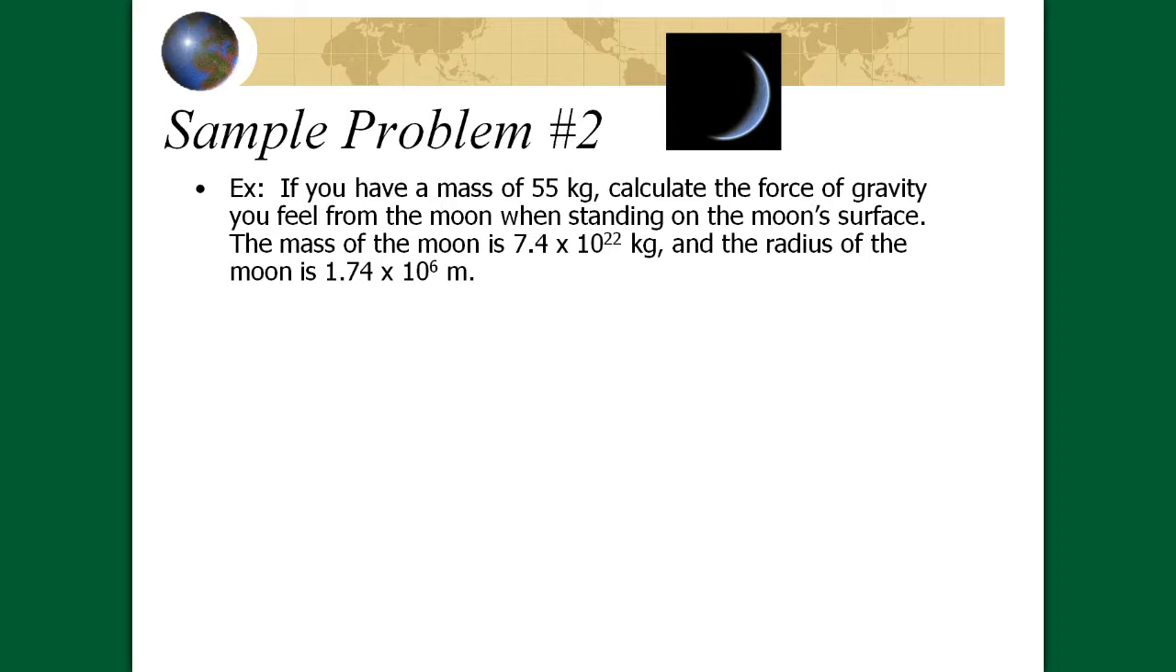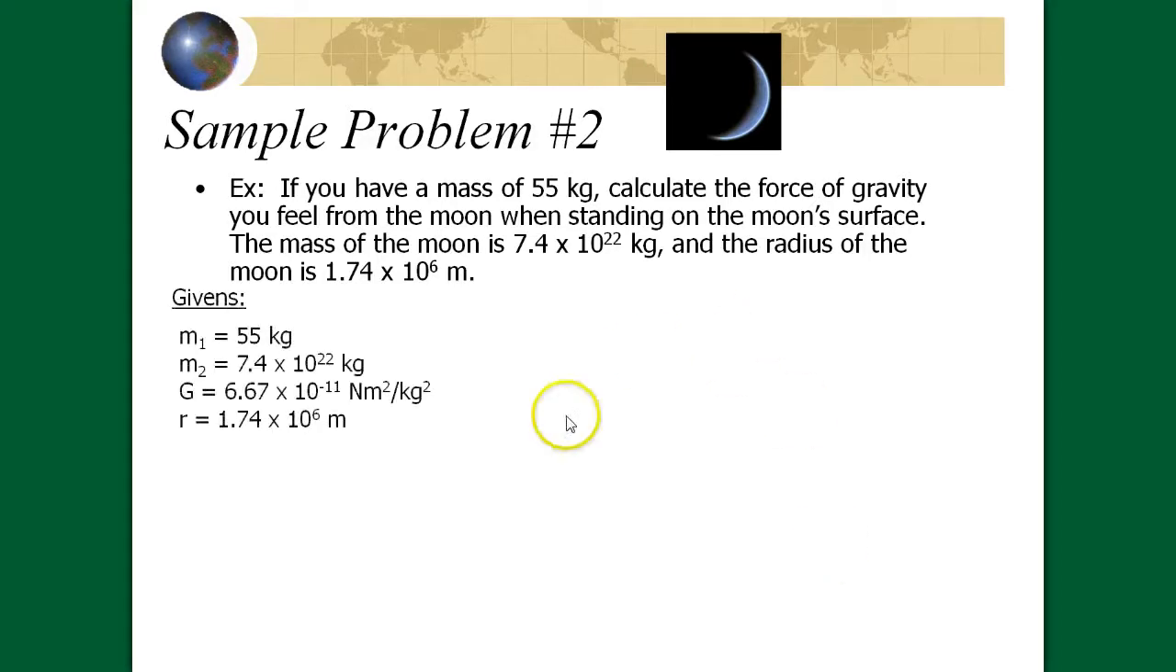Alright, let's see what we're given. We know the mass is 55 kilograms, our mass. We know the moon's mass is 7.4 times 10 to the 22 kilograms. Those units are both okay, so we can leave that. Gravitational force constant. And we know that the radius of the moon is 1.74 times 10 to the 6th meters. I want to stop right there and ask you a question.